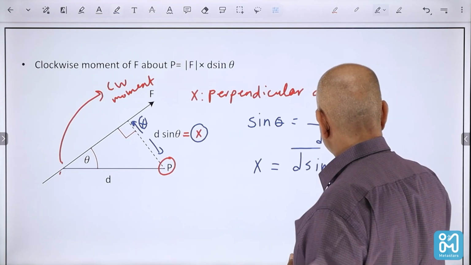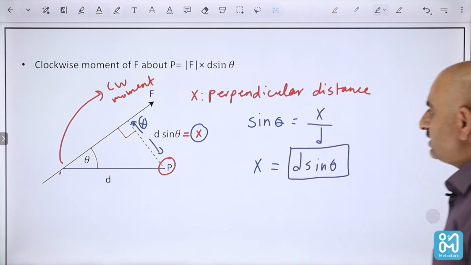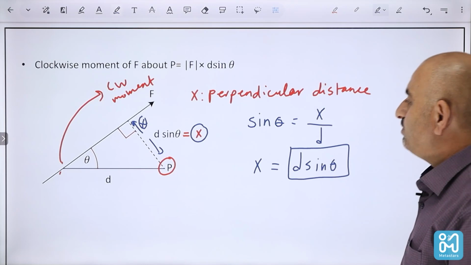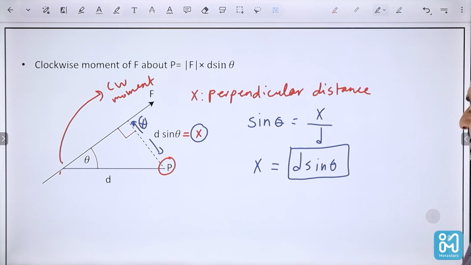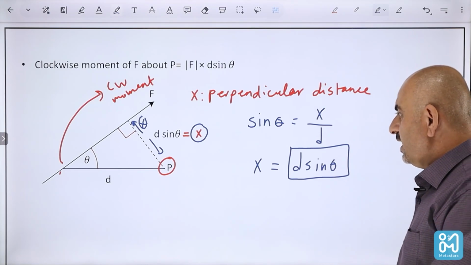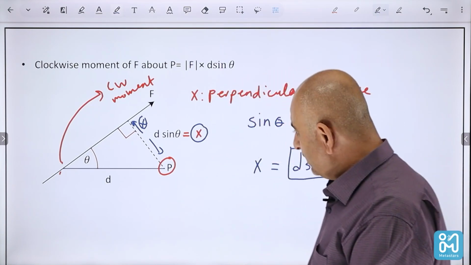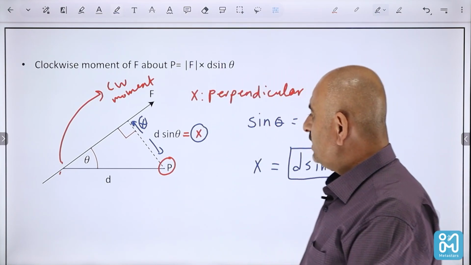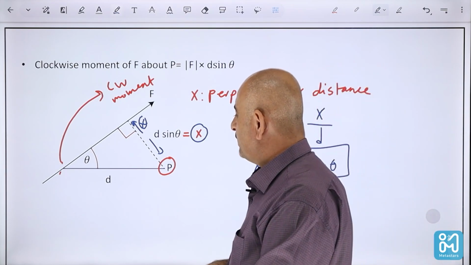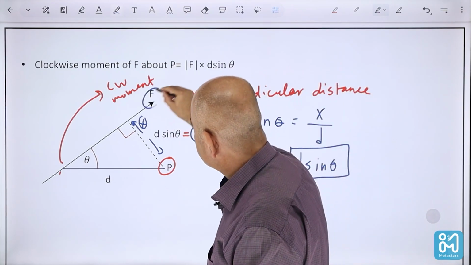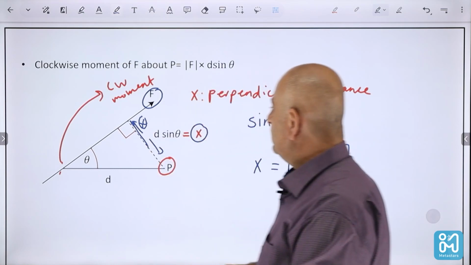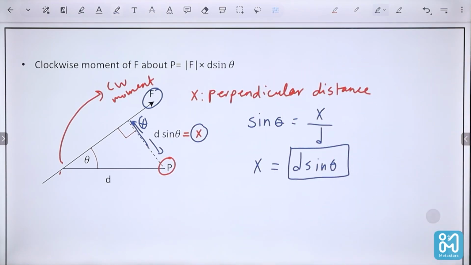I'm going to have to use what? The perpendicular distance, d sine of theta in this case. Because the distance that produces the maximum moment is the perpendicular distance. The force that produces the maximum moment, or the maximum turning effect, will be a force that's perpendicular to what? A force that's perpendicular to the distance. All right? So I always take the distance perpendicular to the force.